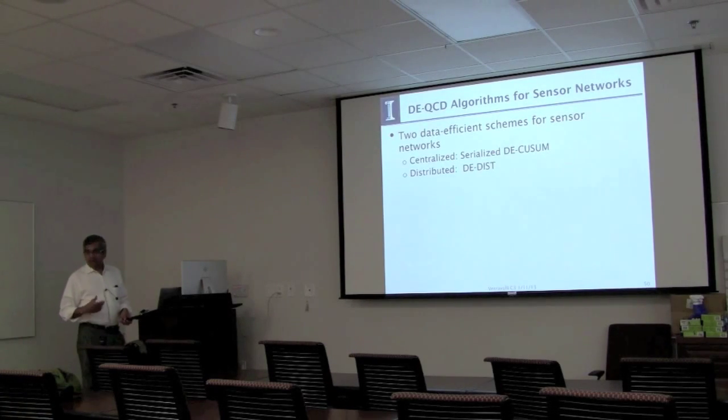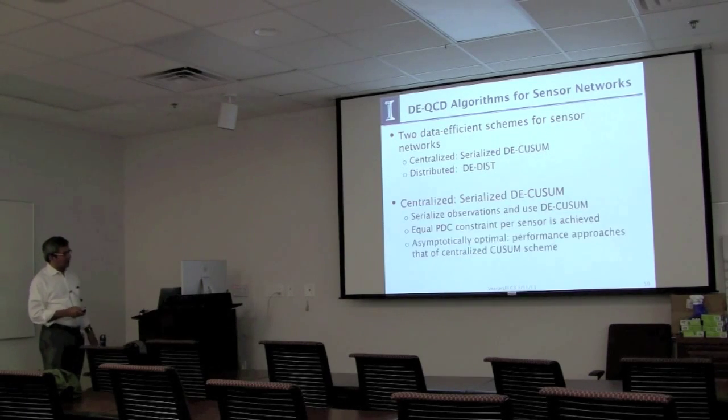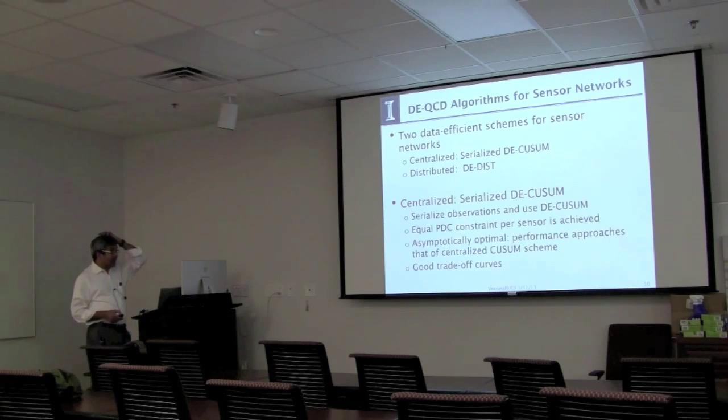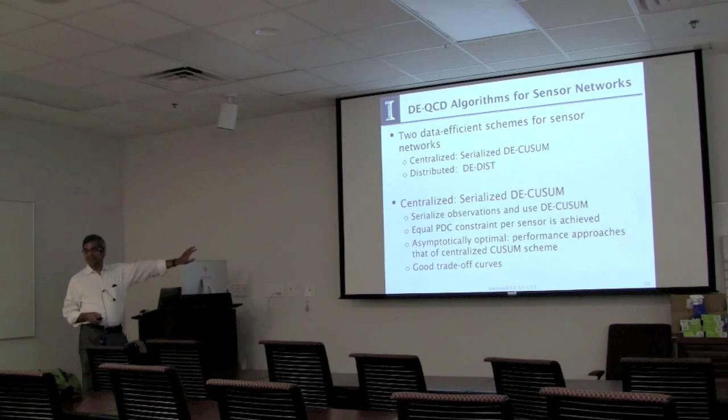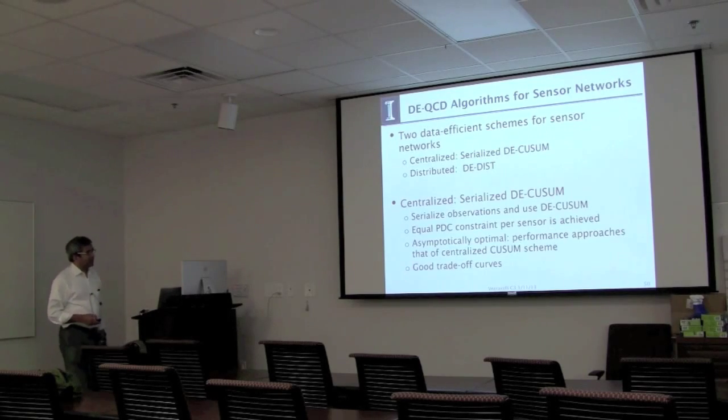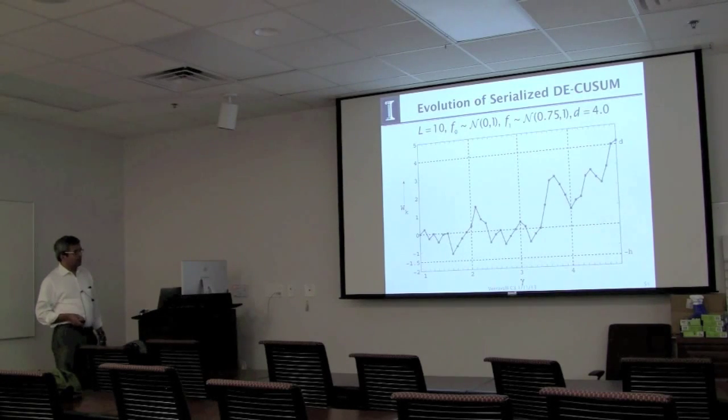That's one option. The other option is to run a data efficient algorithm at each sensor in a distributed manner, and then whatever observations end up at the fusion center after this is done, you use those to make the decision at the fusion center. Those are the two options we tried. One comment about the serialized DEQ sum is that by construction you're going to meet the same PDC constraint at each sensor, whereas the distributed algorithm is a little more general.